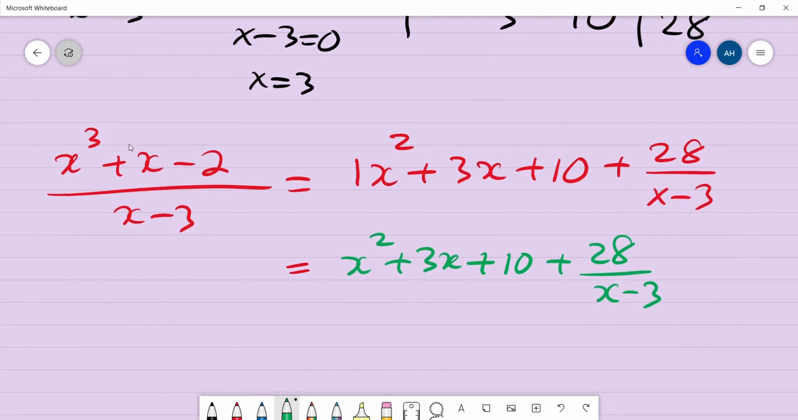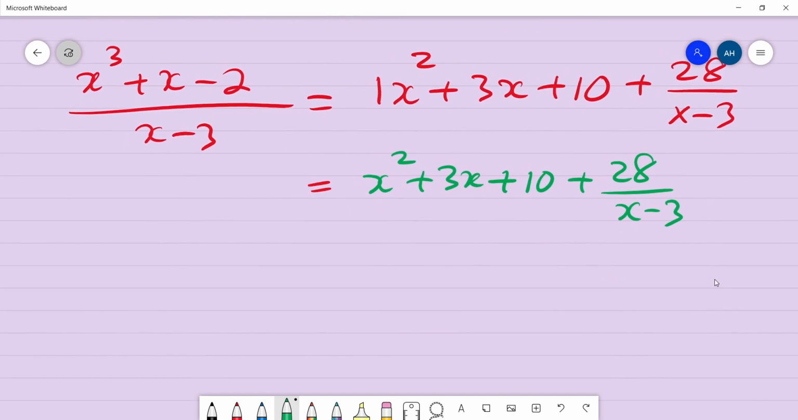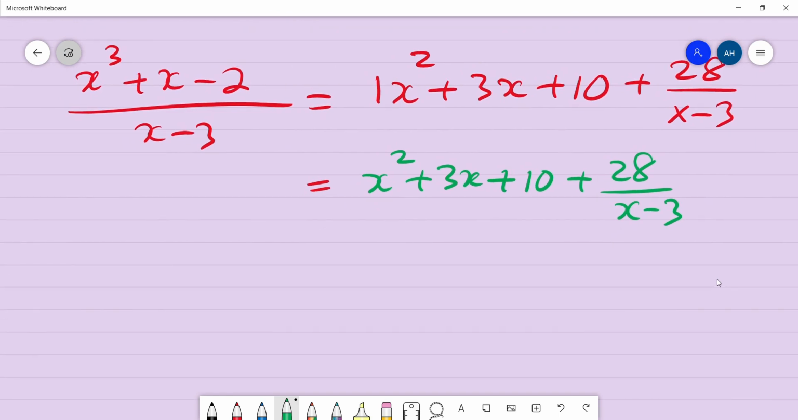When we divide x cubed plus x minus 2 by x minus 3, we have x squared plus 3x plus 10 plus 28 over x minus 3. Now we would like to write down the answer in terms of division algorithm format. So, if we multiply both sides by x minus 3, the left hand side will be left with x cubed plus x minus 2.